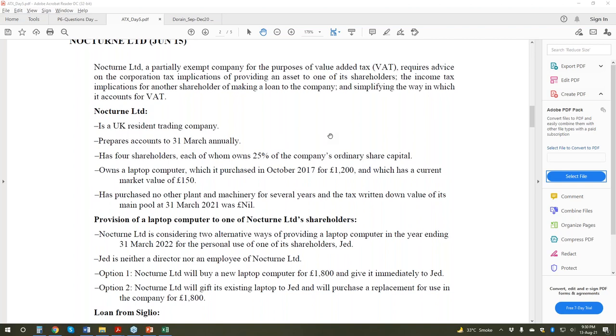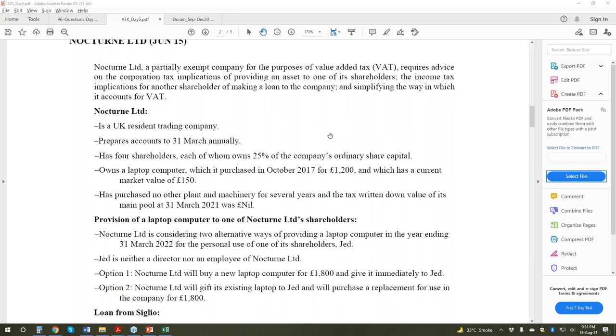Now guys, let's quickly kick out the first option. As I have already explained to you, if the company buys it and straight away gives it to Jed, the company will not be able to claim capital allowances. The company will not be able to claim any other deductions for that. Rather, it will be treated as a dividend, and Jed has to pay dividend tax on that. However, the company will also not have to pay class 1A NIC on that.